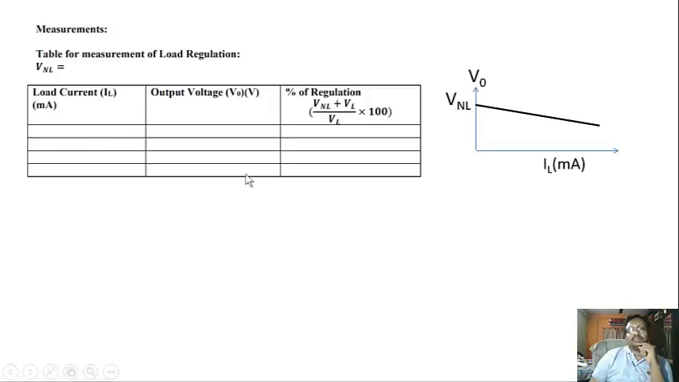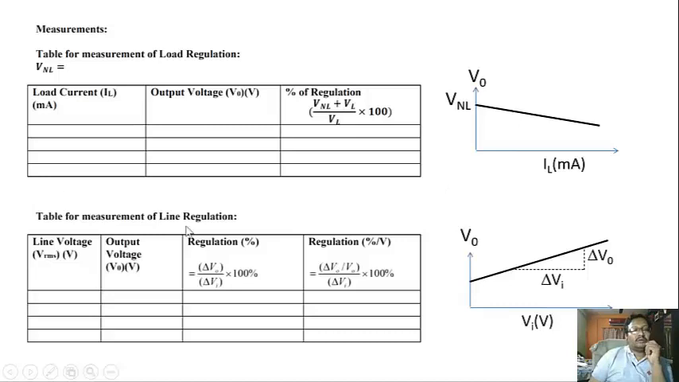You have to take different values of load current and output voltage, and you have to plot one graph like this, and you have to calculate the percentage of load regulation using this formula. And at the same time, you have to take the measurement for the line regulation also. For that, you have to vary the line voltage, and you have to note different output voltages corresponding to the line voltages. You have to measure percentage of regulation and percentage of regulation per volt. Graphically also you can plot this.